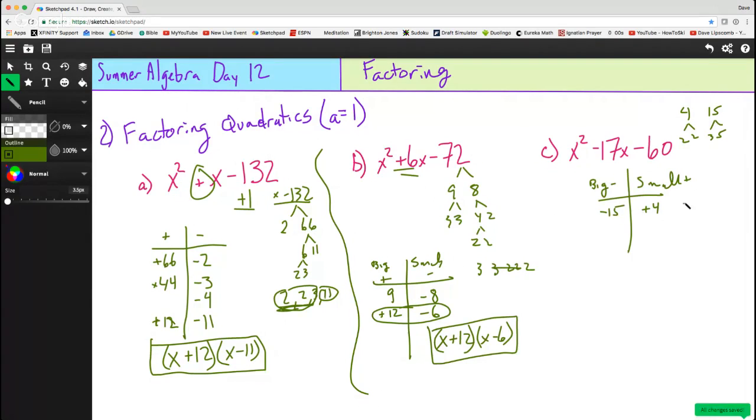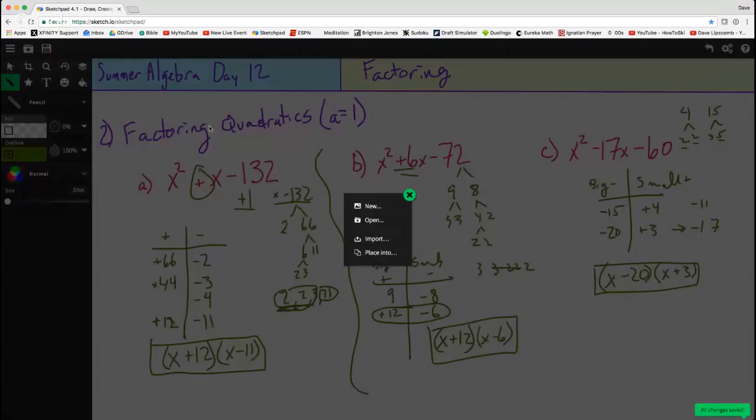Well, that doesn't work because that's negative 11. I need a bigger negative. So maybe I'll go 5 times 2 times 2. Well, that's negative 20, leaving 3. Yeah, that gives me negative 17. So I've now figured it out. That's x minus 20, x plus 3. Good. All right.